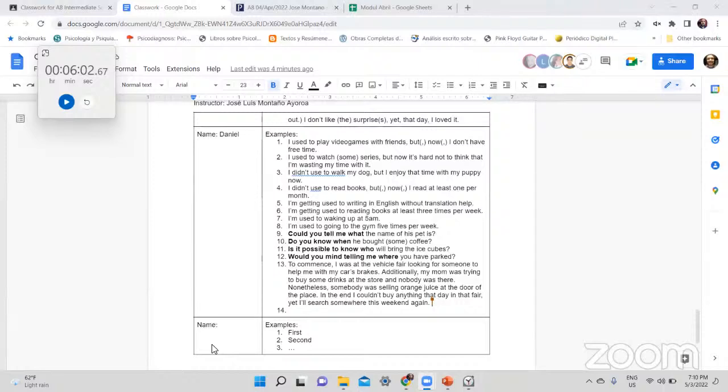Okay, teacher. To commence, I was at the vehicle fair looking for someone to help me with my car's brakes. Additionally, my mom was trying to buy some drinks at the store and nobody was there. Nonetheless, somebody was selling orange juice at the door of the place. In the end, I couldn't buy anything that day in the fair. Yet I'll search somewhere the weekend again.